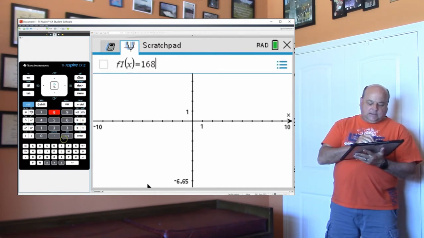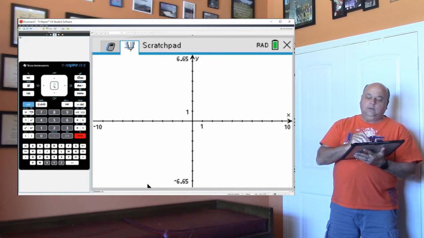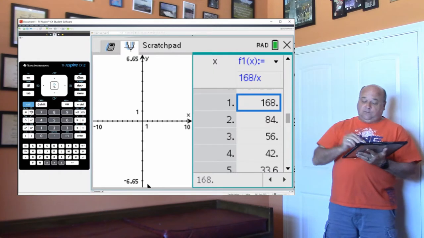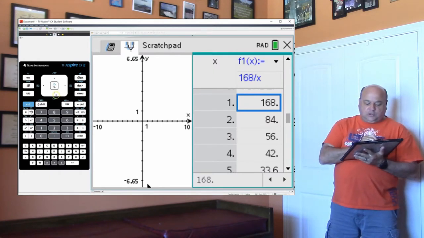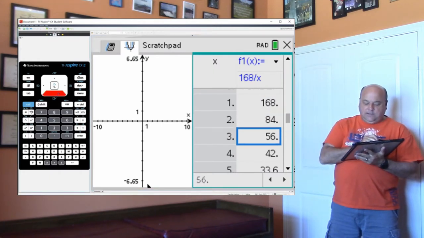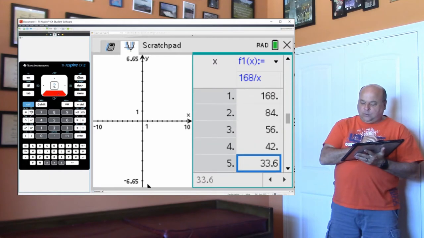168 divided by X. Hit enter. Now hit Control T. I did that on purpose to see if you were paying attention. And we want to subtract and get 12, don't we? Now then, this works a lot better. There's a lot of these that work, don't they?